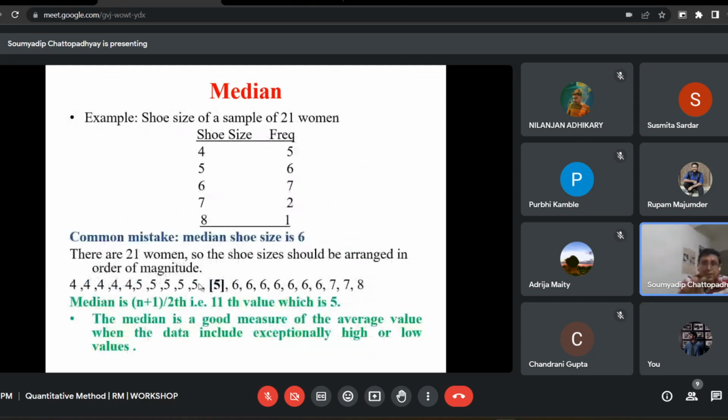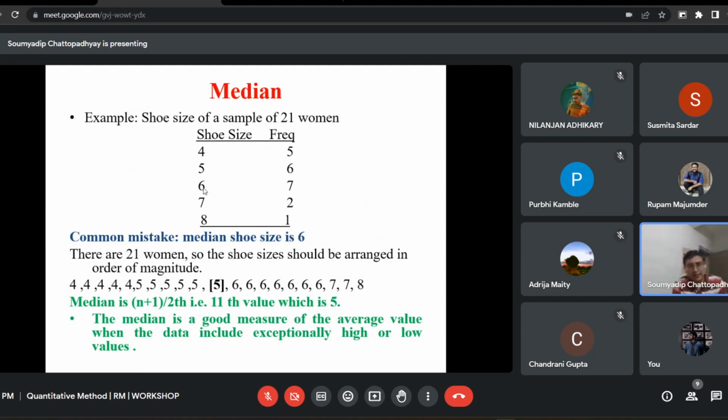Now, this is a common mistake which you generally make in the calculation of the median when we are dealing with data with frequency. For example, suppose you have a sample of shoe sizes of 21 women. Okay, so the interpretation of this data is something like this. That means there are 5 women whose shoe size is 4, 6 women whose shoe size is 5, 7 women whose shoe size is 6, and so on and so forth. So this is basically data with frequency.